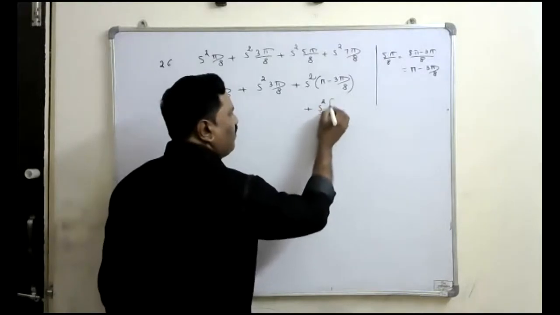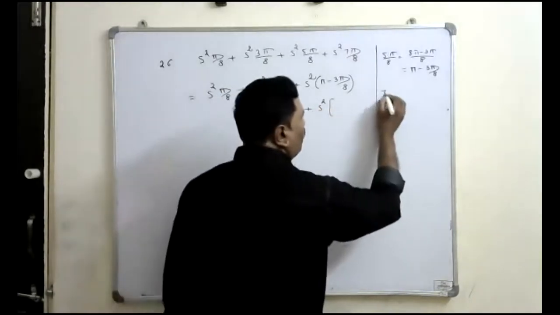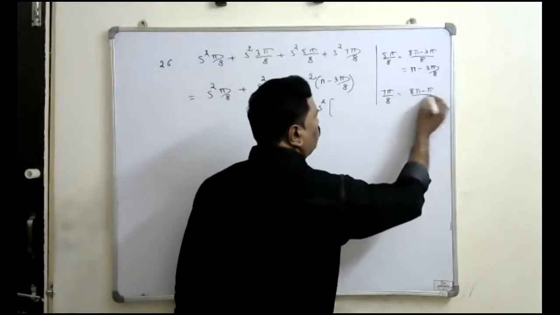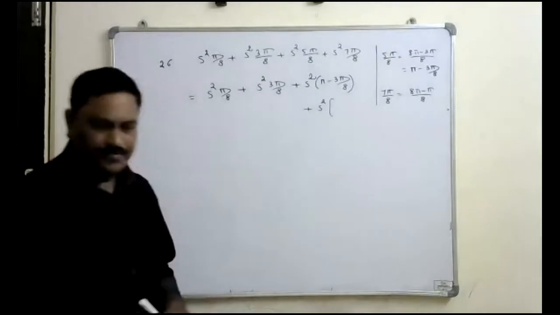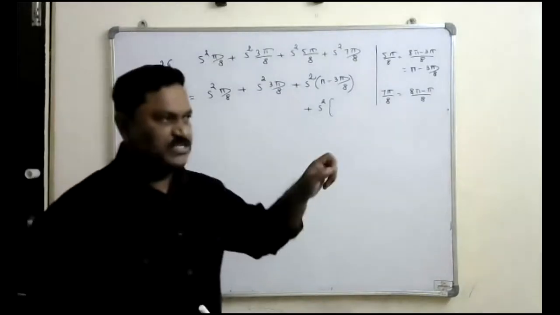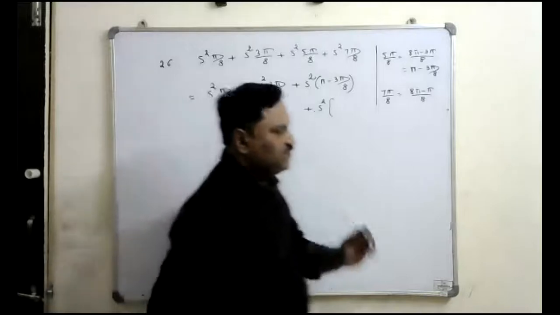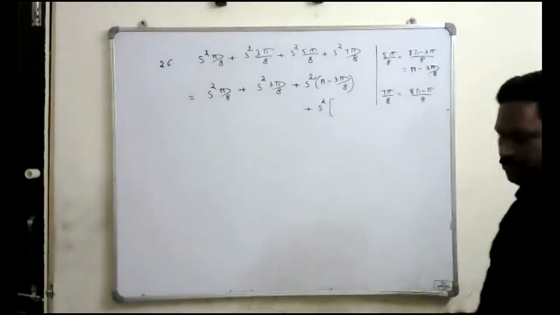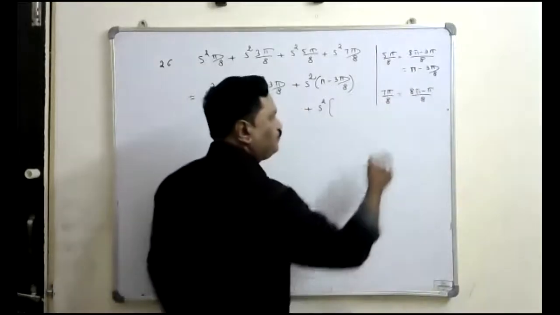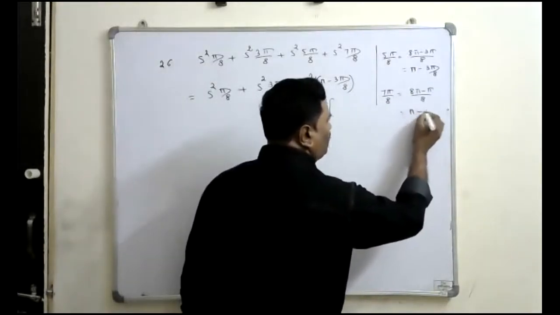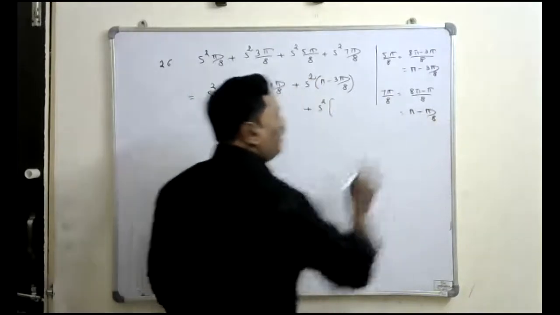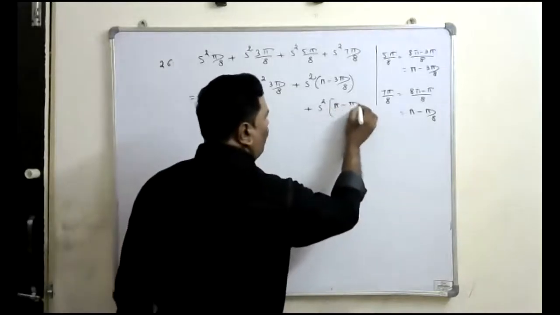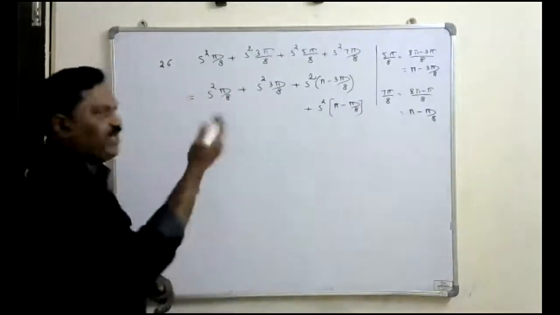Similarly, this angle 7 pi by 8 also we will write like this. The 7 pi we can write as 8 pi minus pi. Then if you split it, 8 pi upon 8 is pi, minus pi by 8. Means 7 pi by 8, we can write as pi minus pi by 8. Like that we can express the bigger angles.